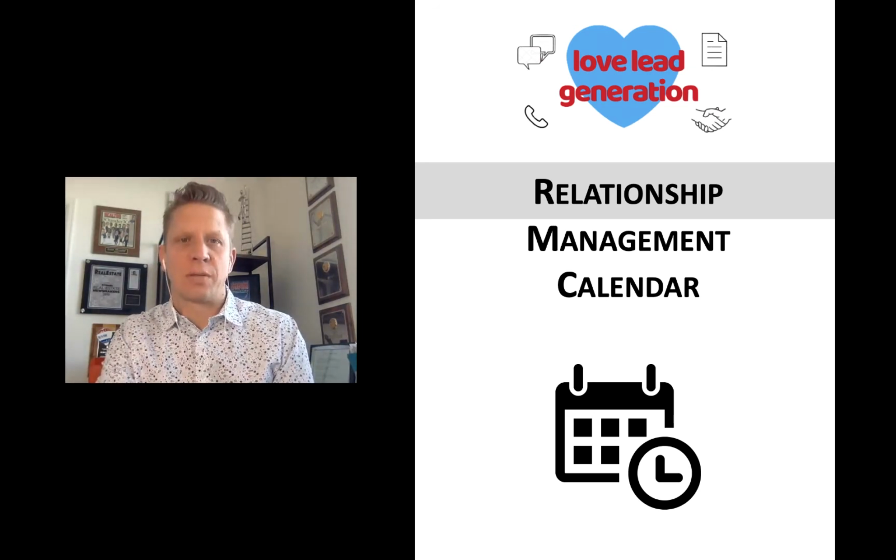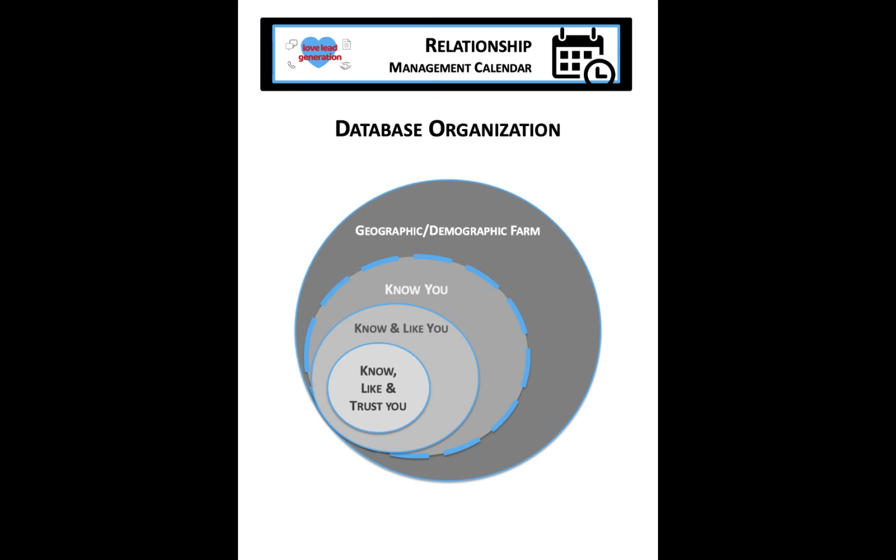So let's get started. First off, you have to organize your database. So here are the sections that we're going to organize our database by. First, people that know, like, and trust us. That's going to be our closest friends and family, as well as some of our raving fan customers that have bought homes from us or sold homes from us, and we know they're raving fans. That group is going to be about 15 to 25 people, okay?